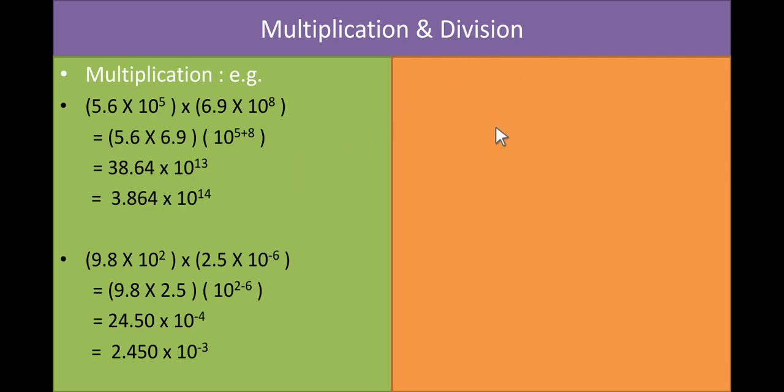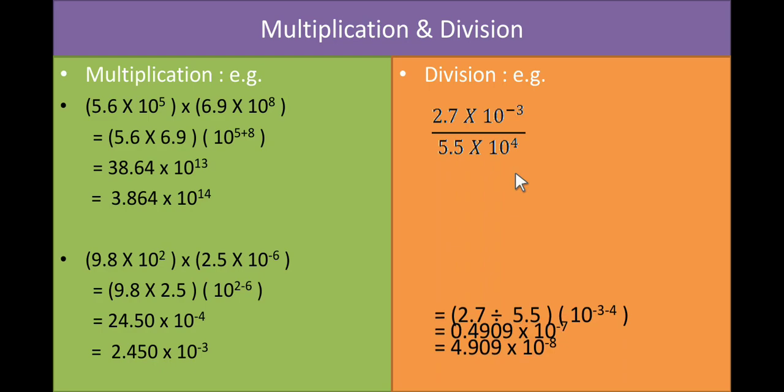Okay. Now we see the division. For example, one division is given here: 2.7 into 10 to the power minus 3 divided by 5.5 into 10 to the power 4. Okay.